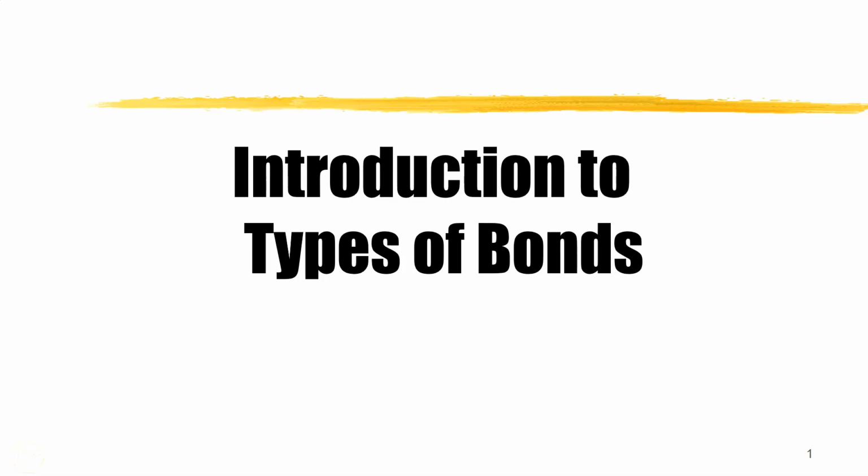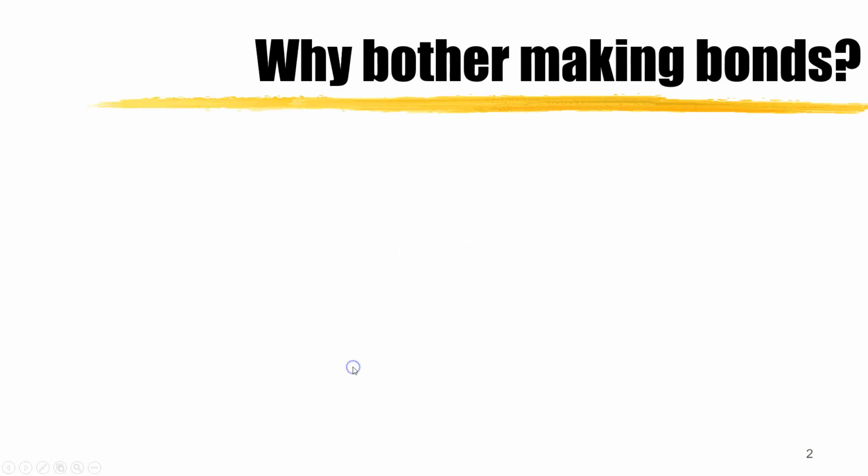Hello everybody, this lesson is going to be an introduction to the types of bonds that can get made and why those are the types of bonds that get made. So first, let's ask ourselves, why are we even going to bother making bonds? Why do atoms make bonds in the first place?